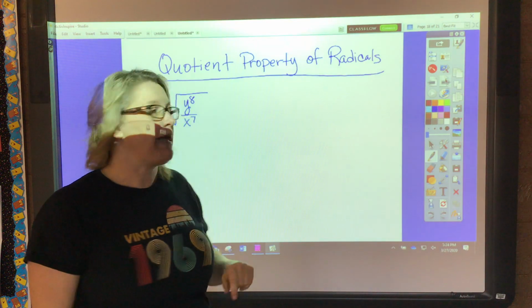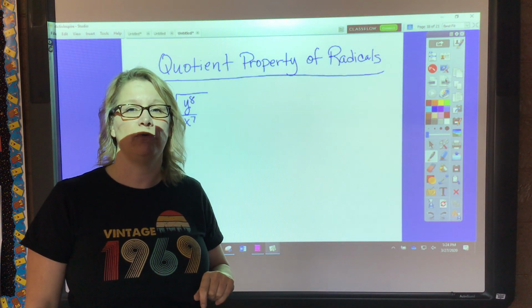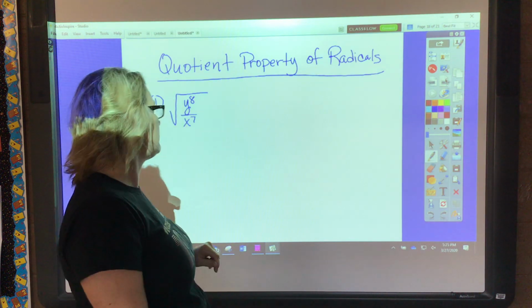Hello everyone, welcome back to the quotient property of radicals. If you've got a thinking hat in your room, put it on because we're going to need it for today.